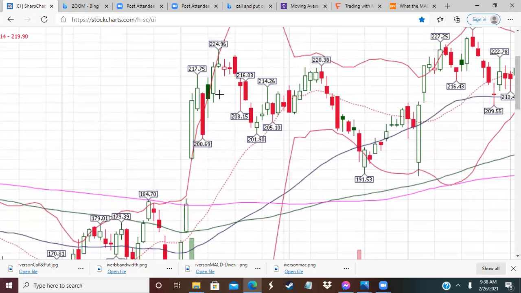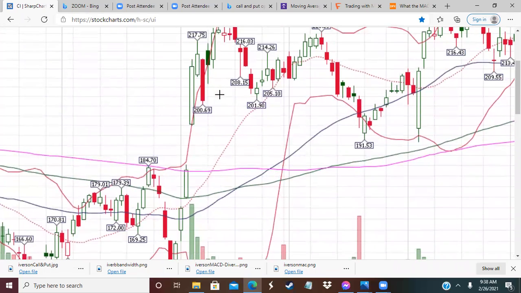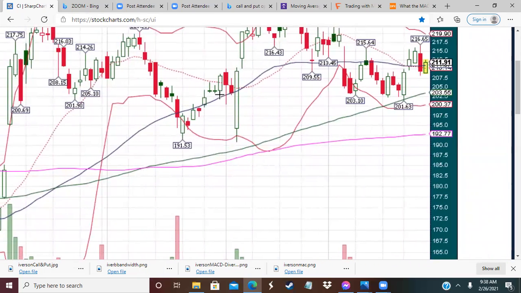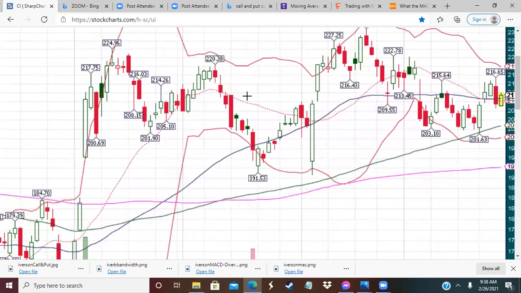So we see it bouncing off of the Bollinger Band. So that's great. We take a look over at our moving averages. We see that the 50 is above the 100 and the 100 is above the 200. So we know that it's in an uptrend. It's valid. All right. So we're hopping in it. We're good to go on that end.